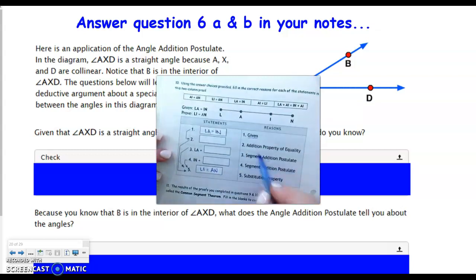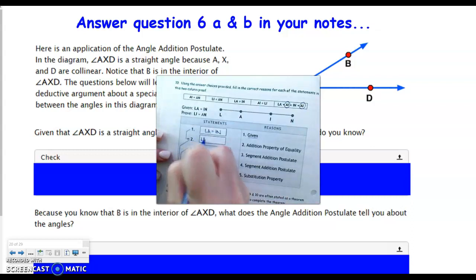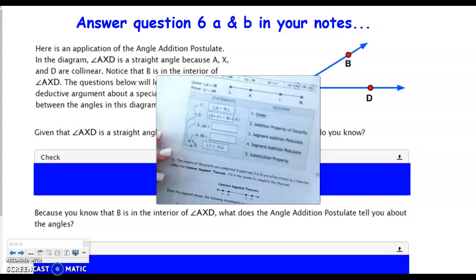So we have here the addition property of equality. So remember, we learned that at the front of our notes. That just simply means we can add the same thing to both sides of an equation. So we're going to be adding something to LA and adding the same thing to IN. So looking at your choices up here, the only one that has addition is right here. And they did. They added AI to both sides of the equation. So that's our statement here. We're taking the LA from number 1 and adding AI to it, and the IN from number 1 and adding AI to it. That's the addition property of equality that allows you to add the same thing to both sides of an equation.